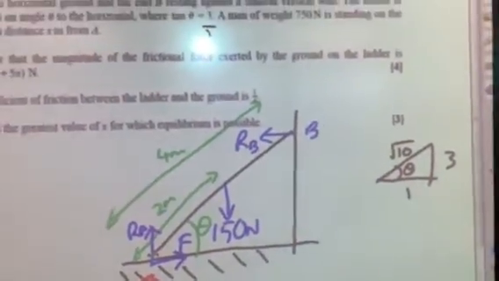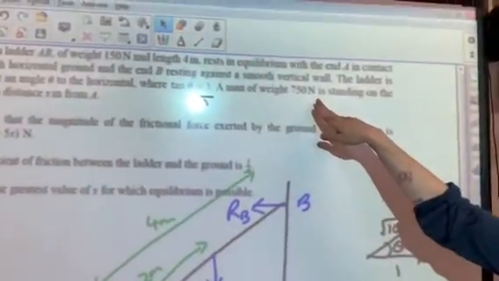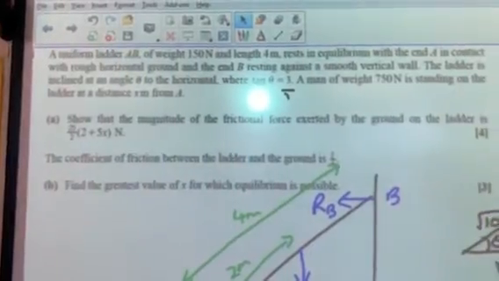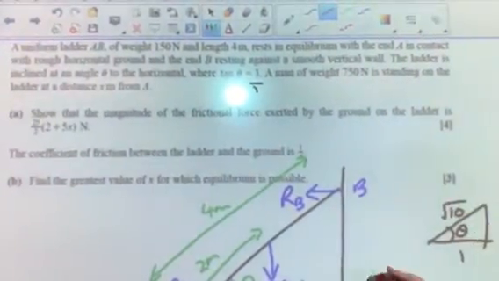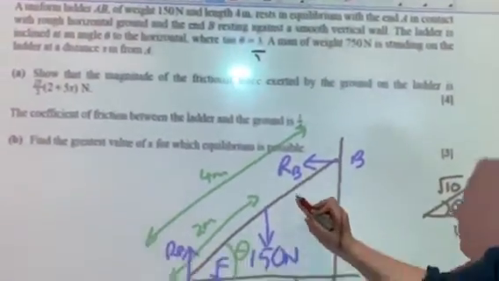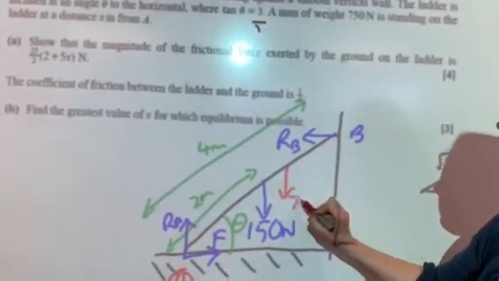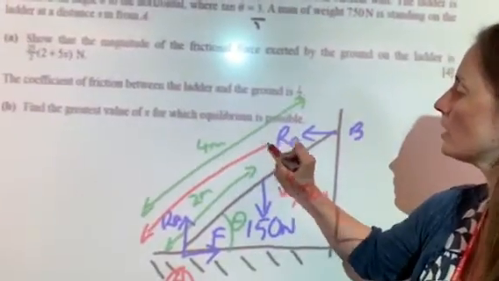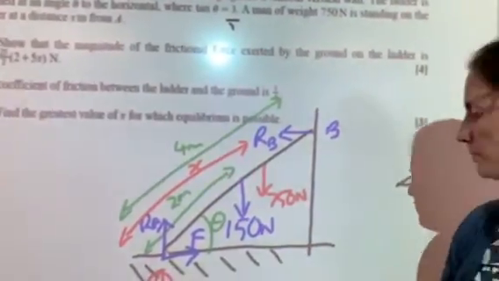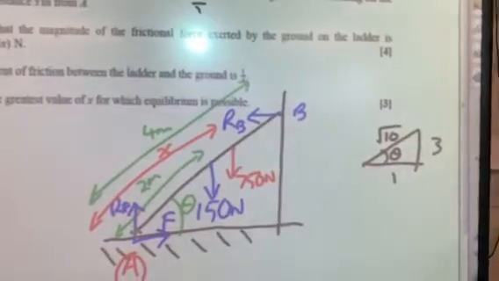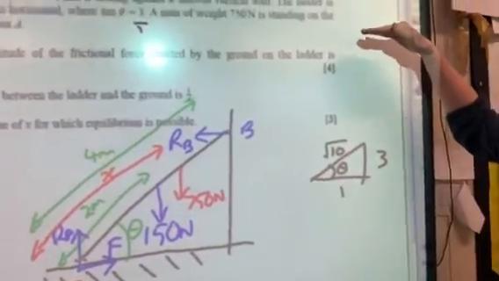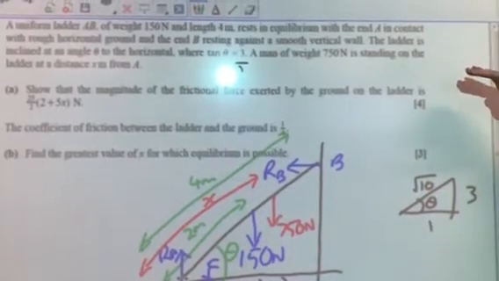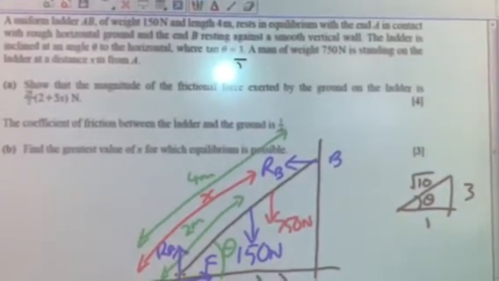Right, now, a man of weight 750 newtons is standing on the ladder at a distance x from A. Okay, so here we go. I'm going to put this man in red just to make it a bit easier to see. Here's our 750 newtons person, and this distance here is going to be x. Right, so we've got to the end of the paragraph. We've drawn our diagram, we've drawn on all the forces and distances, and we'll try not to get too confused by looking at it. It's quite tricky.